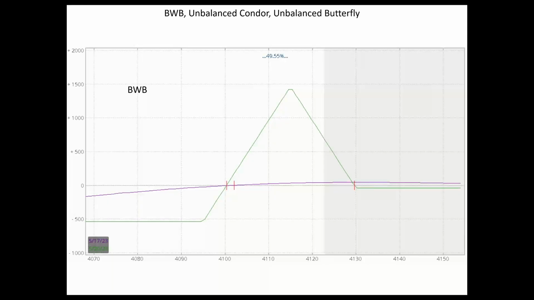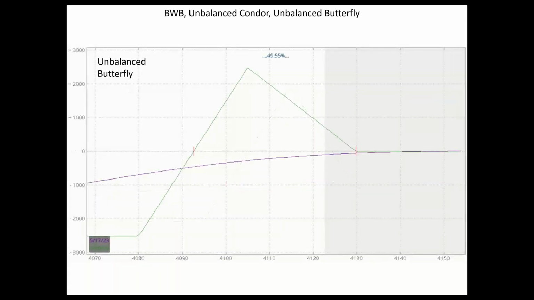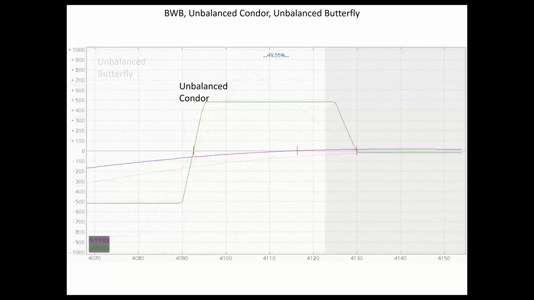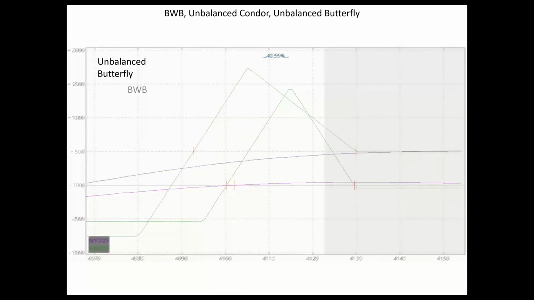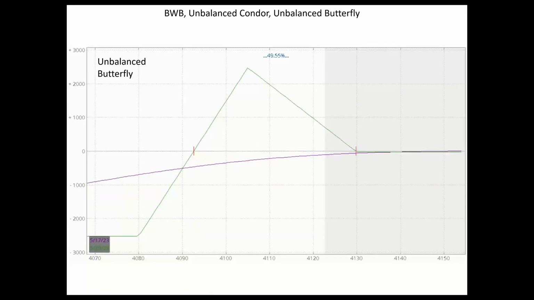So here you see we're going to compare the BWB, the unbalanced condor, and the unbalanced butterfly. Here is the BWB. As it morphs into the unbalanced butterfly, you see that. And then to the unbalanced condor, it morphs into that. Unless you have an unbelievable short-term memory, this is still not adding too much of a better comparison. I still don't know which is the best of the 3.